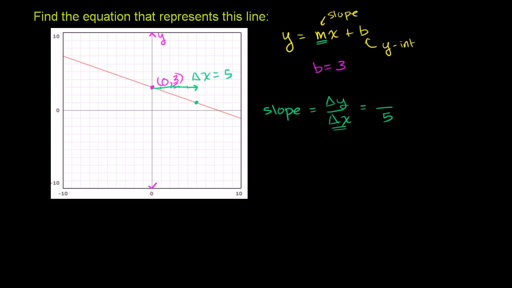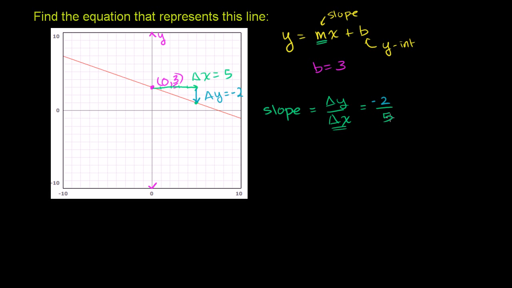Now what's our change in y? Well, we had to go down 2. So our change in y, when our change in x is positive 5, our change in y is negative 2. Our change in y is negative 2. We're going down. We're decreasing in y. So our change in y is negative 2. So our slope is negative 2/5.